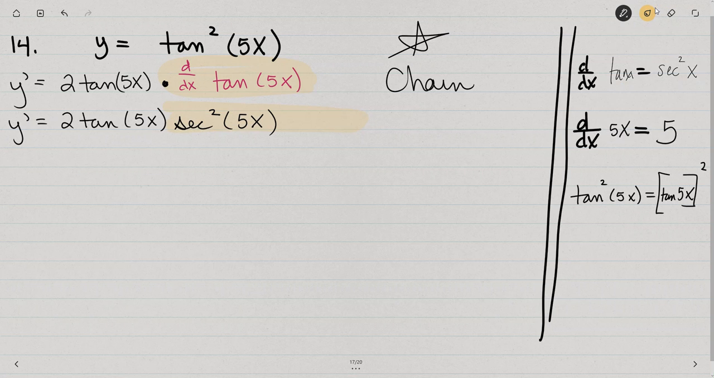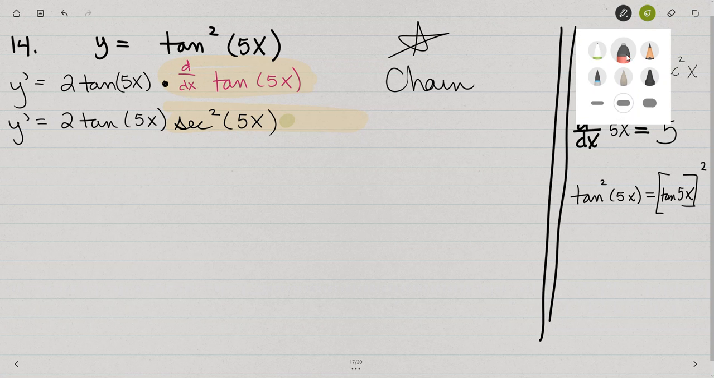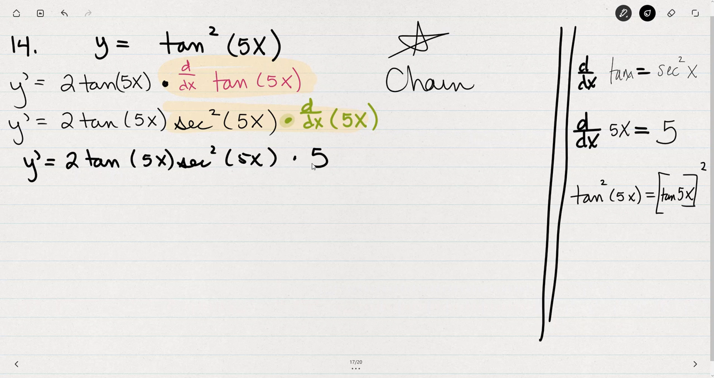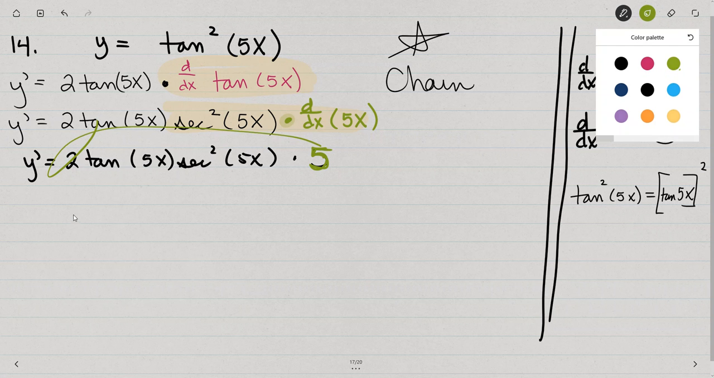But wait, there's more. I have to say times the derivative with respect to x of 5x. Now that derivative is 5, right? So let's write this last layer. Y prime equals 2 tangent of 5x times secant squared of 5x times 5. The derivative of 5x is 5. The last step is probably going to be to move this 5 up to the front and multiply it by the 2. So I could say that the final answer might look like this.